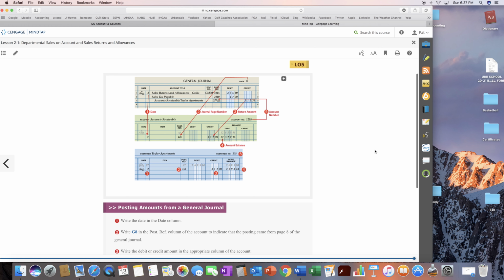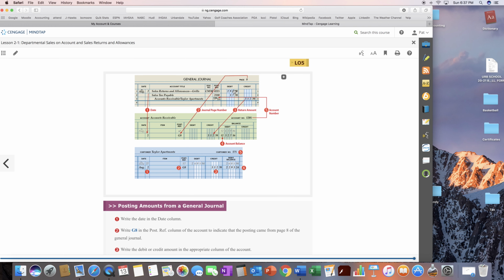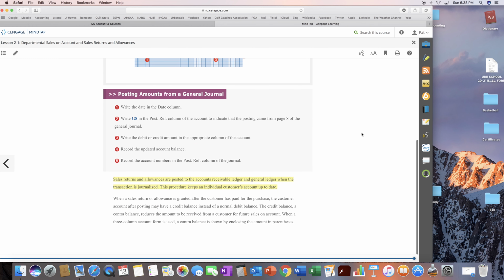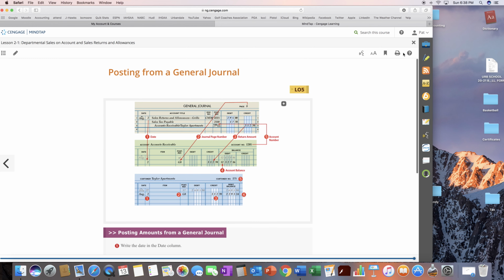And then when we post these credit memorandums, again, you will post each one individually. Our credit, accounts receivable, and the vendor, Taylor Apartments in this case, you see there you'll post twice. Once to accounts receivable, the controlling account, and then once to the vendor on that subsidiary ledger. Okay, so that's the notes for 2-1.